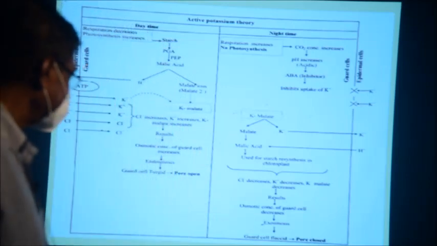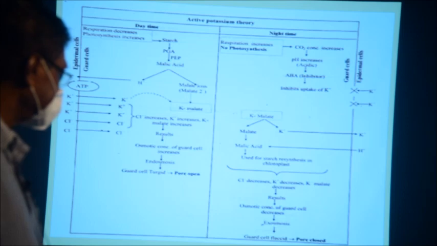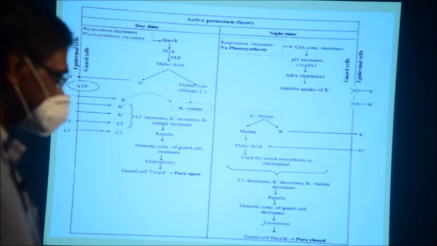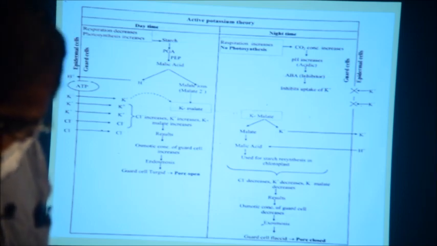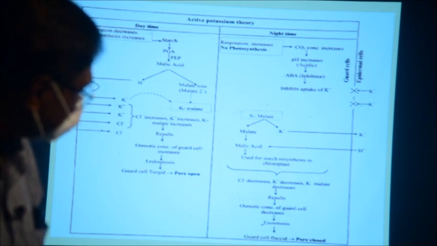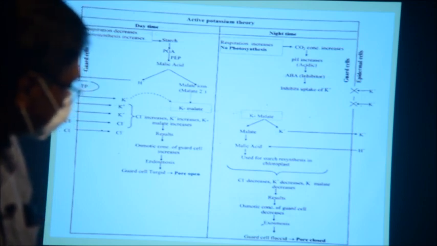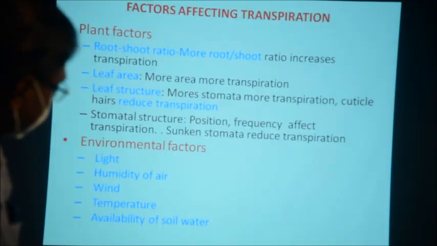Now, the decrease in potassium ions in the guard cells causes a decrease in osmotic concentration, and there is exosmosis, and because of the movement of water out of the guard cells, the stomata closes.